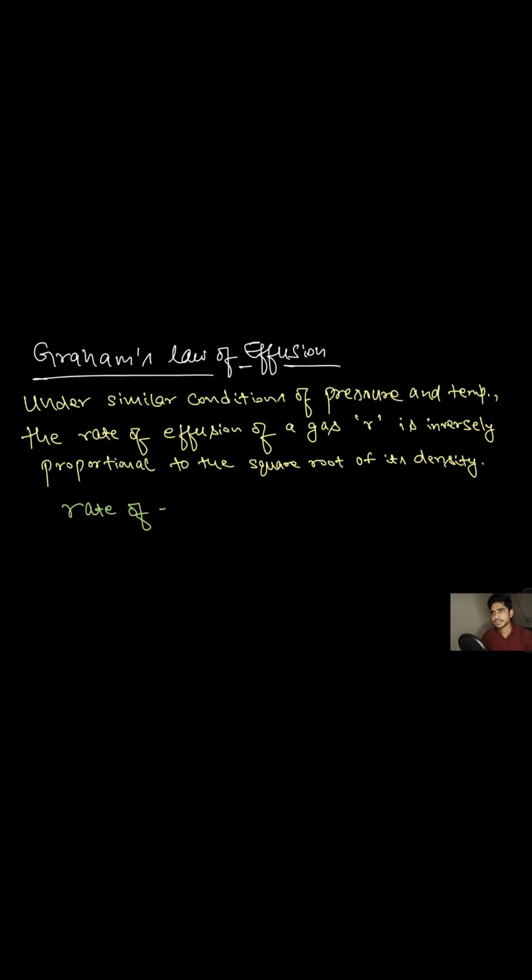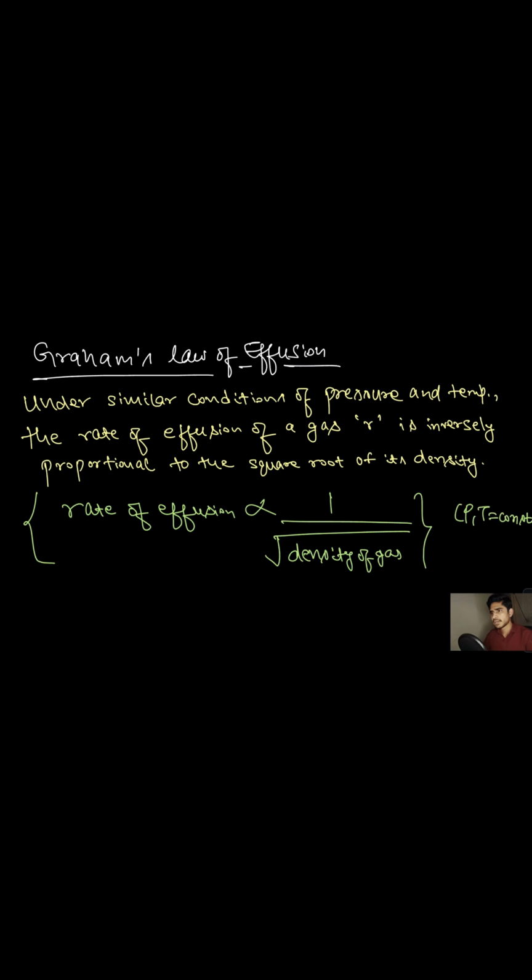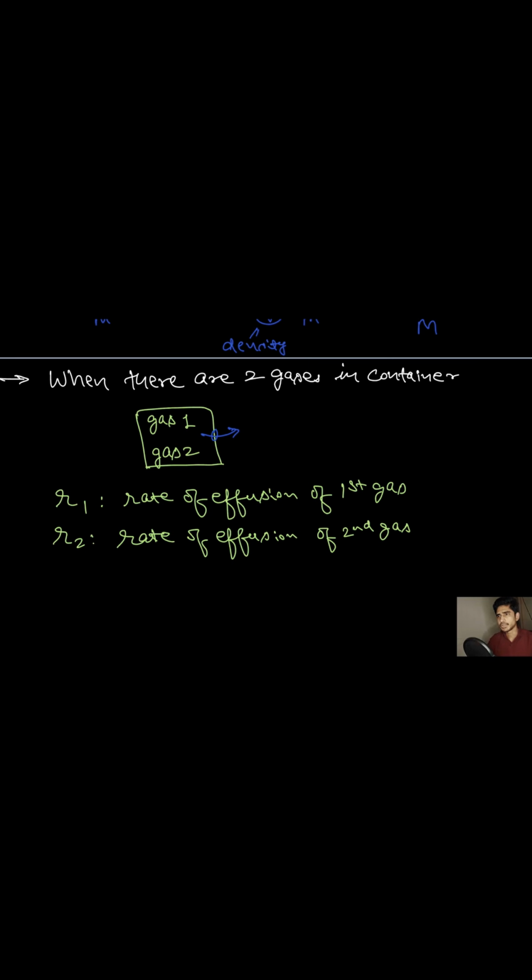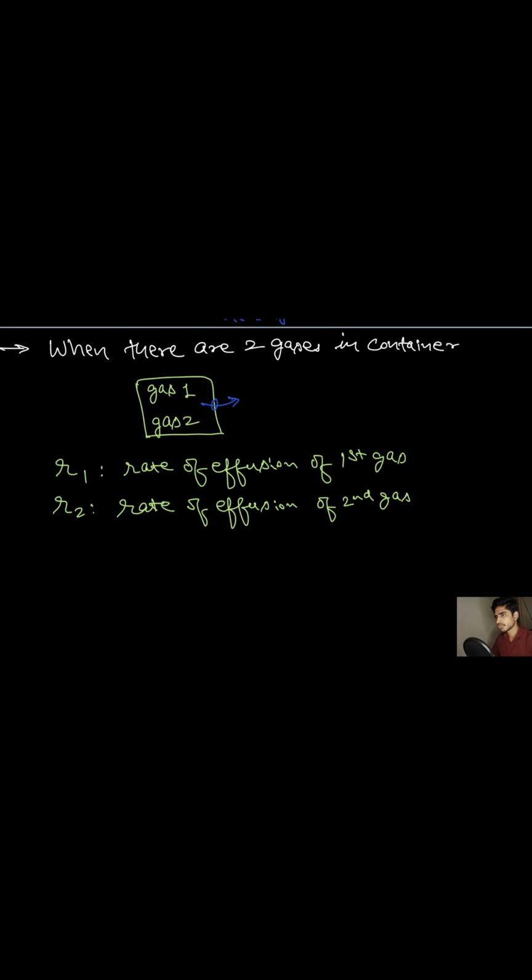The rate of effusion is inversely proportional to the square root of the density of the gas. This is valid only when pressure and temperature are kept constant. So we can write that when there are two gases in a container, gas 1 and gas 2, the rate of effusion of the first gas is R1 and the rate of effusion of the second gas is R2.